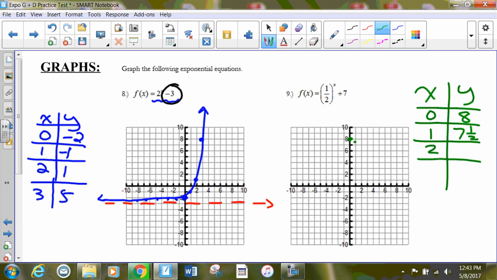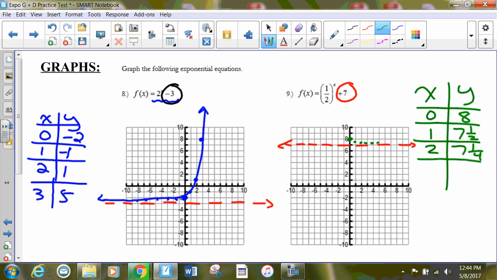So let's see, if I put a 2 in there, I have 1/4, so it's 7 1/4. You know what? I could continue this. Do you think I'm ever going to reach 7? No, because my tail is going to hover over the horizontal asymptote that's at 7. So I'm going to put my horizontal asymptote at 7. And I know that if I continued plotting points to the right, I would just get values that are getting closer and closer to 7, but never quite touching it.